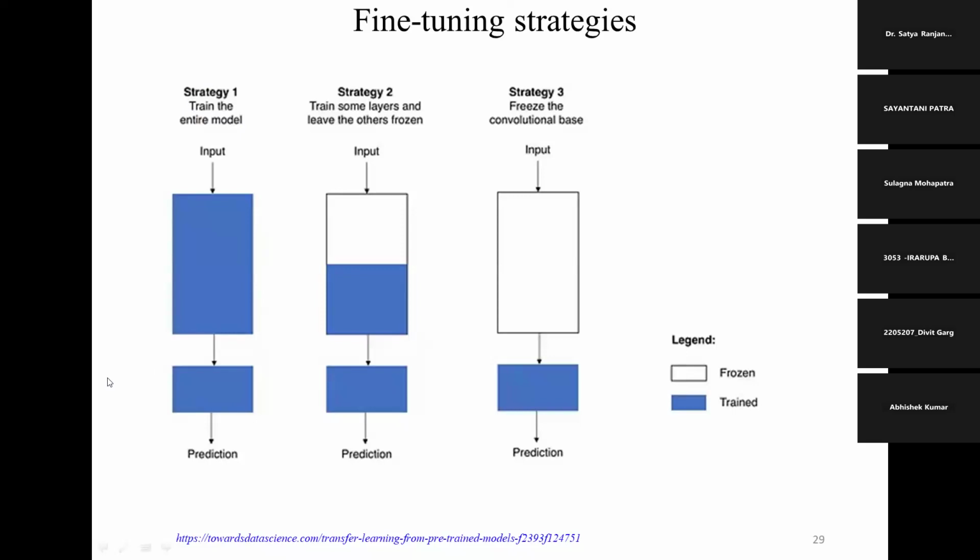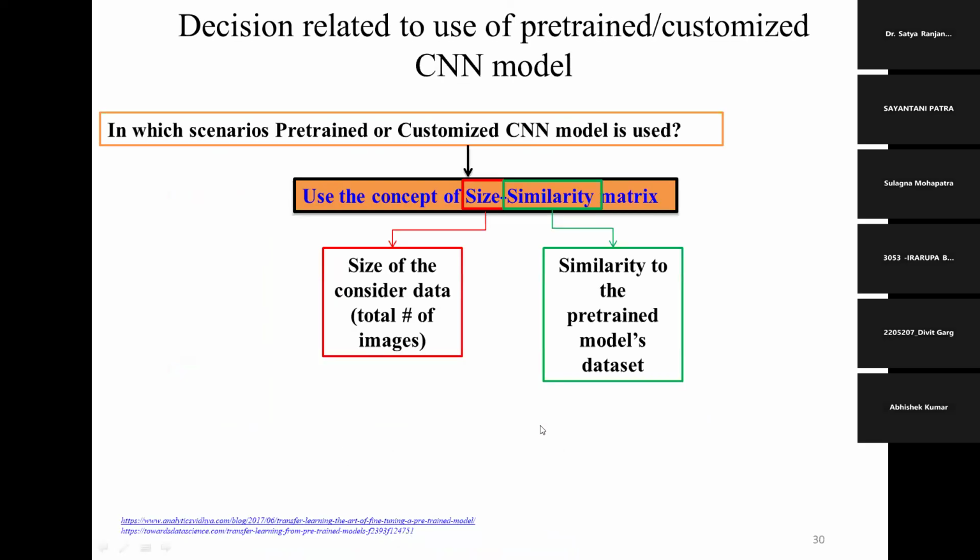Then, the fine-tuning strategy: if you consider the pre-trained model, you can either train the entire model without modifying anything. The pre-trained model is there, just call the model and use it. This is strategy one. Strategy two is that you modify some layers from the pre-trained model and keep the rest as they are. Or, with the convolutional base, meaning the feature extraction layers, you can totally freeze the convolutional layers and only modify the last dense layers. So there are three strategies.